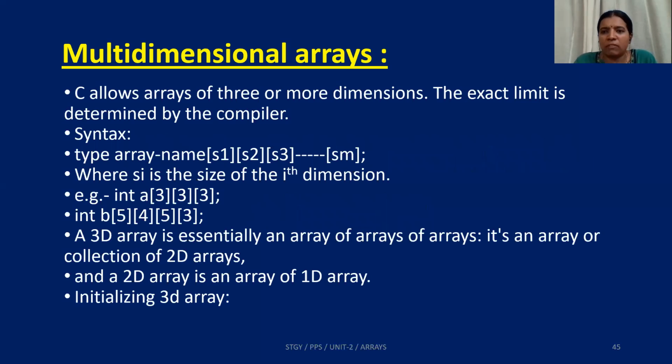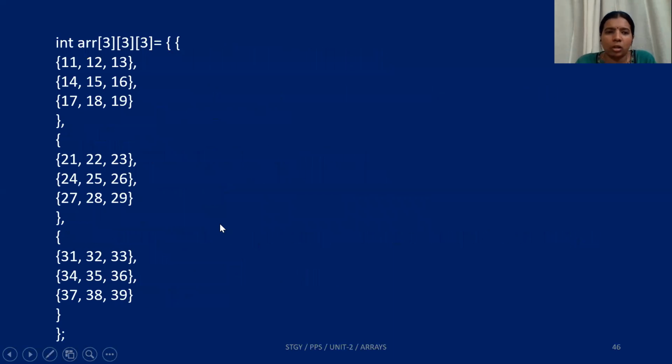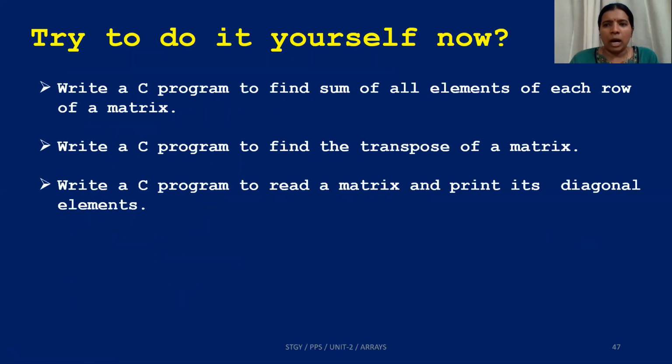And yes, C language allows you to create a multi-dimensional array. Here is one such example: A of 3, 3, 3, B of 5, 4, 5, 3, etc. They are all called multidimensional arrays, and this is how you initialize. Declaration and initialization can be simple. So I recommend you to have a look at multidimensional arrays and try to write a program on your own.